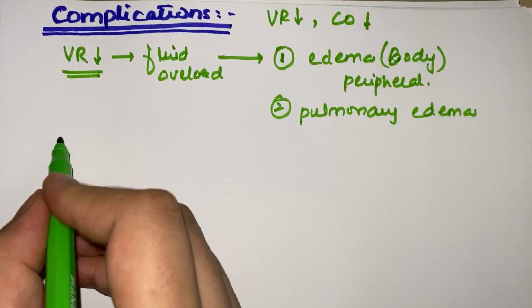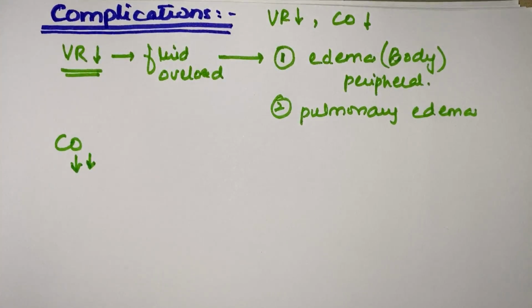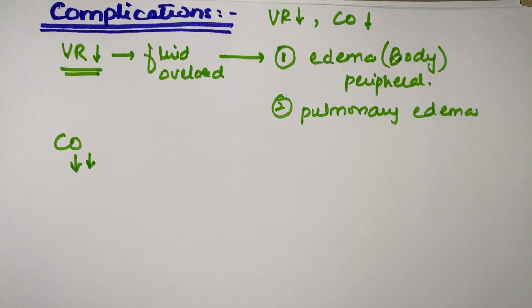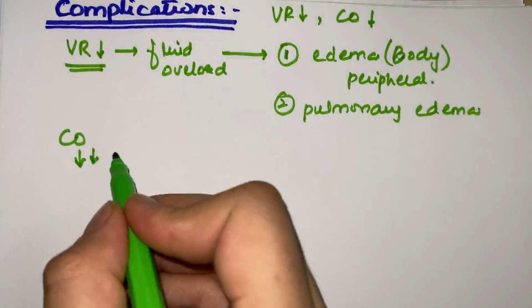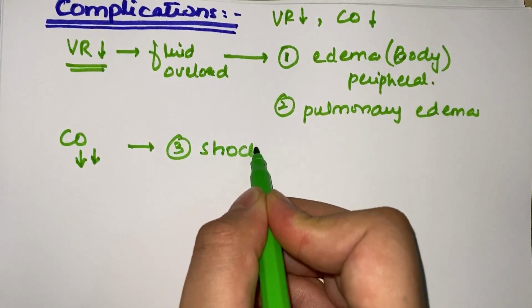And now the second problem we have is decrease in the cardiac output. Less blood is going to the body. So because of this decrease in the cardiac output, what will happen? The patient can go into a shock condition. So shock can develop in the patient.